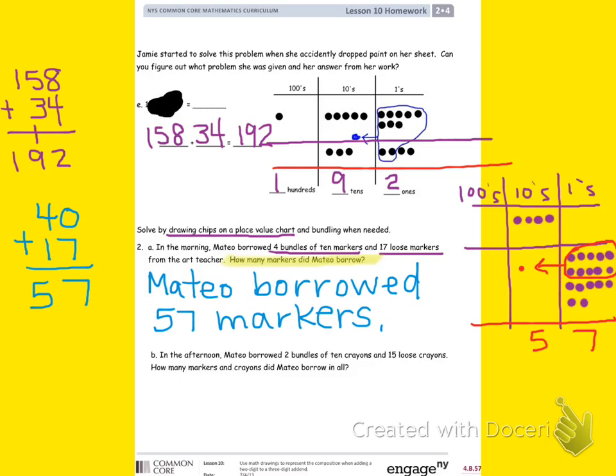Now you solve item 2B using the same strategies I used in 2A. Don't forget, underline the important details, highlight the question, follow the directions by drawing the place value chart with chips. You might want to even use an algorithm to check your work, and then answer the question in a sentence.